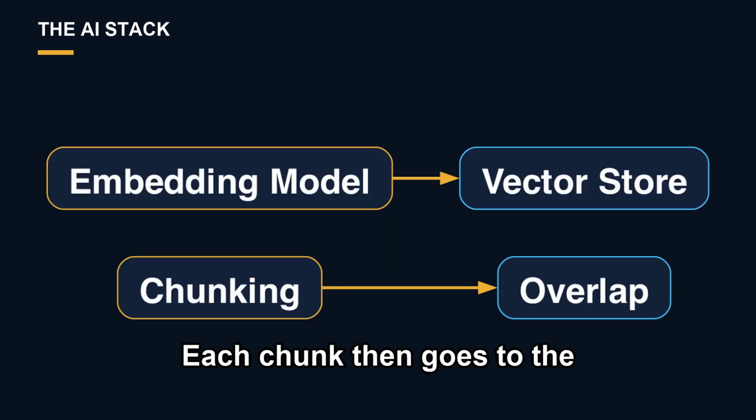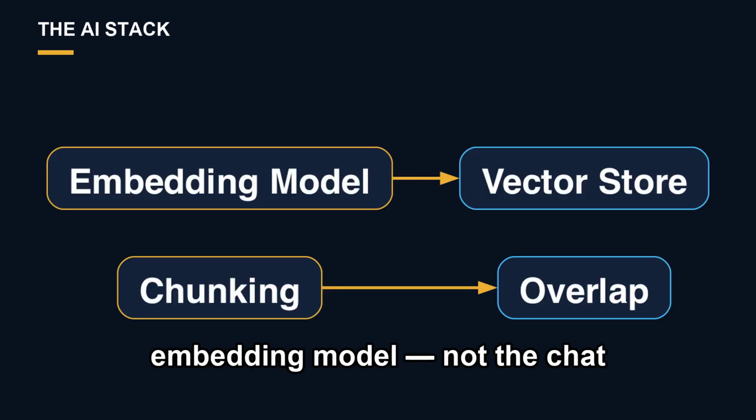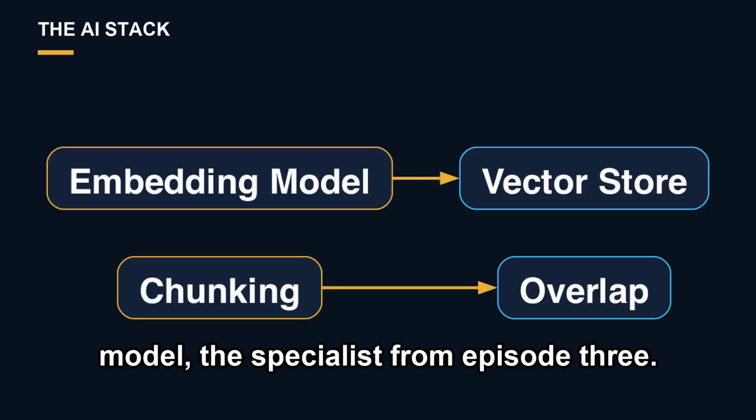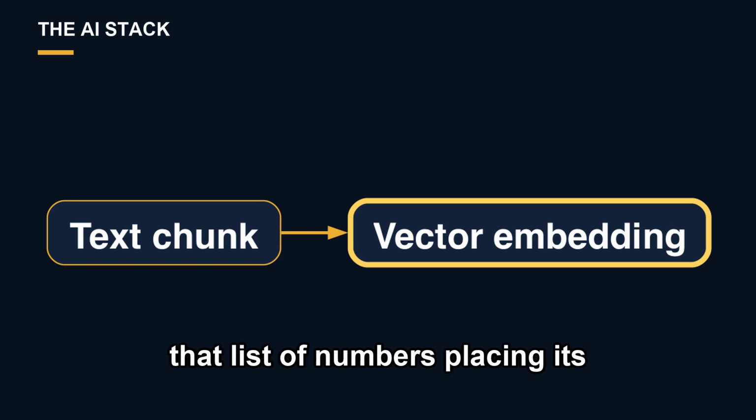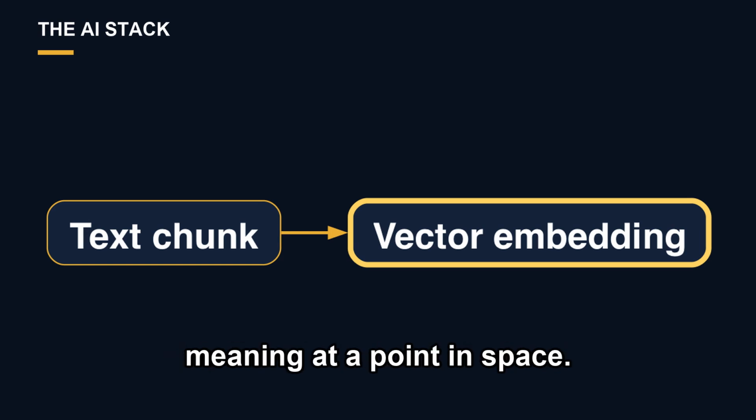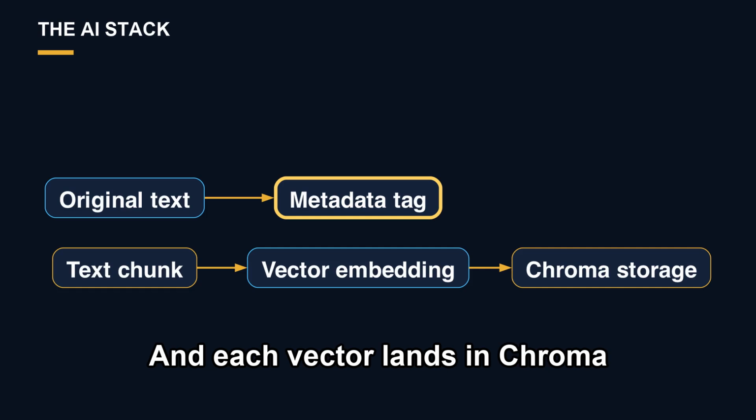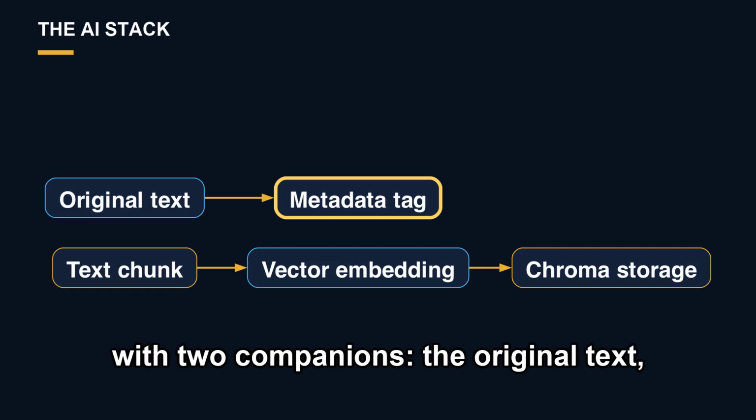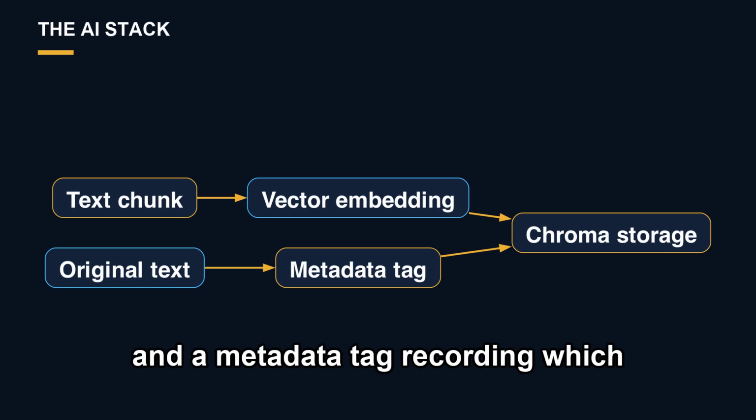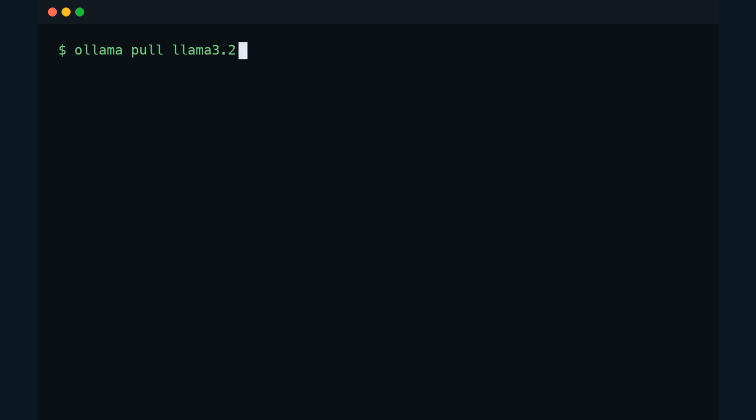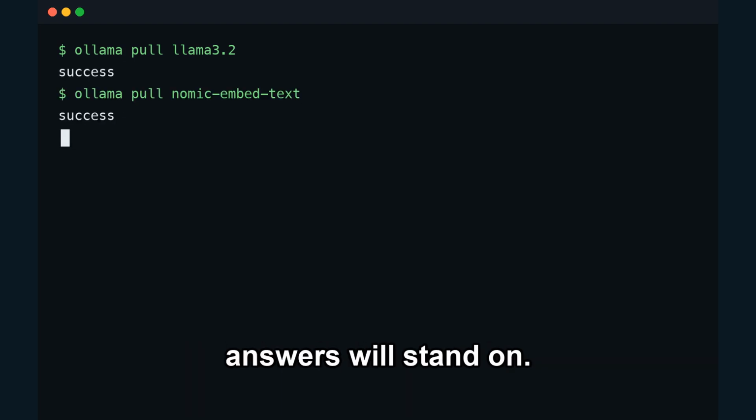Each chunk then goes to the embedding model, not the chat model, the specialist from episode 3. It comes back as a vector, that list of numbers placing its meaning at a point in space. And each vector lands in Chroma with 2 companions, the original text and a metadata tag recording which file it came from. That tag is not bookkeeping. It is the citation your future answers will stand on.